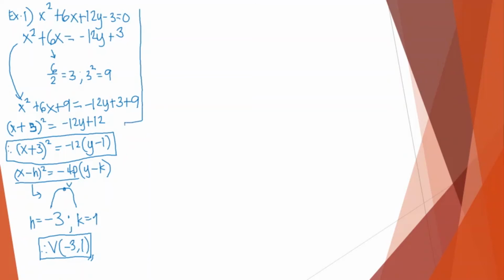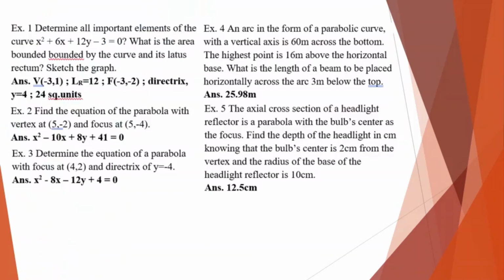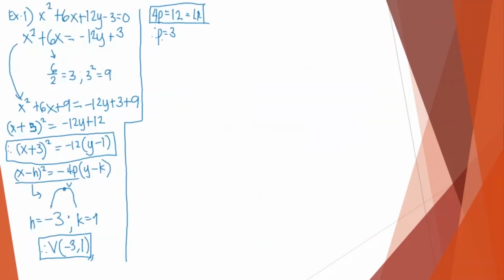Then also we have this 4p here. 4p is equal to 12, so p is equal to 3. Also this is our latus rectum, so take note of that. Our latus rectum is 12. So here we go, we have this vertex, we have this latus rectum, then the value of p is 3.